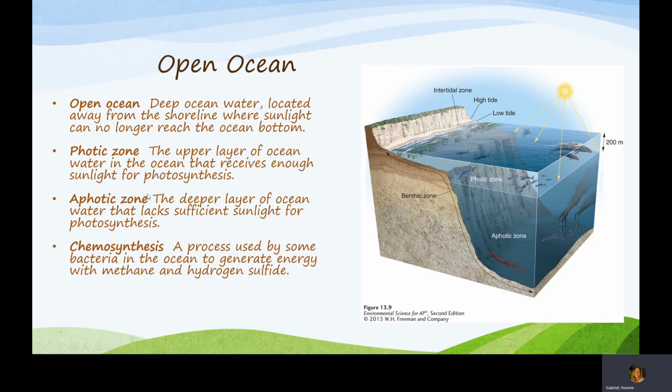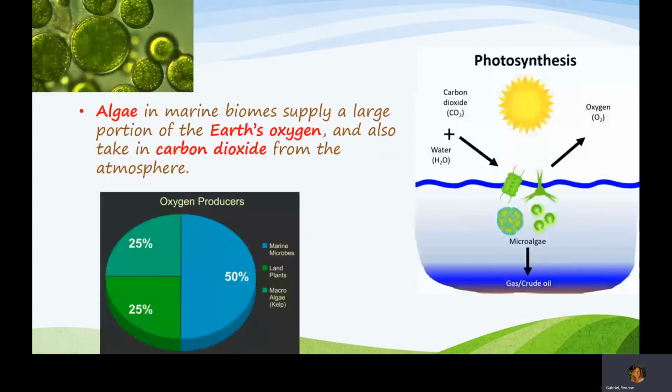The aphotic zone is where the water doesn't get as much sunlight for photosynthesis. So again, we're talking about plants, the bottom of the food chain, productivity. And then we have chemosynthesis that occurs, where bacteria in the ocean actually don't use photosynthesis. They use methane and hydrogen sulfide. We'll talk about those soon. We just can't do it all in one day. So you're getting introduced to it.